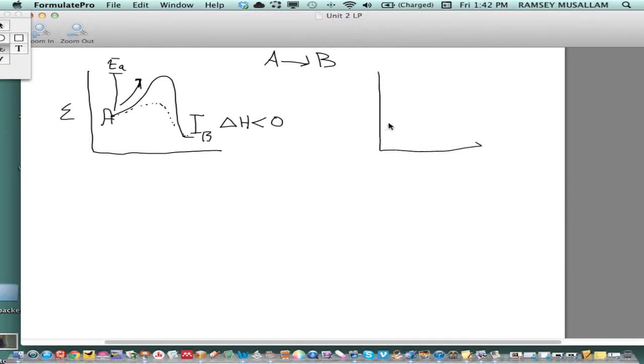Thank you. And if we ended up higher, delta H is greater than 0. And that's what a catalyst would do. So this would be a reaction that's exothermic, and this would be a reaction that's endothermic.